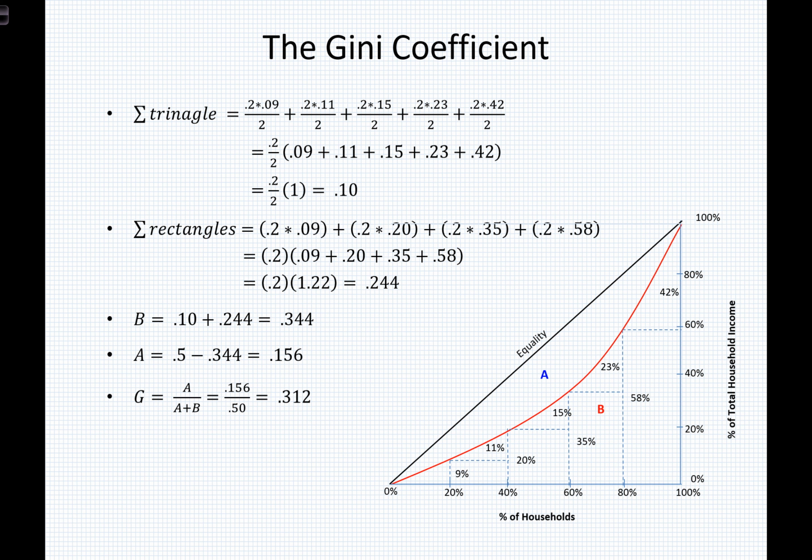That might seem a little bit complex to you, but really what could have been many calculations, a calculation for A plus B, a calculation for each one of these triangles separately, which is a separate term, all divided by 2, and then a calculation for each one of these rectangles separately, actually turned out to be 2 constants, A plus B being 0.5, the sum of the triangles being 0.1, and then a relatively simple calculation for the sum of the rectangles, which then led us to this Gini coefficient of 0.312.